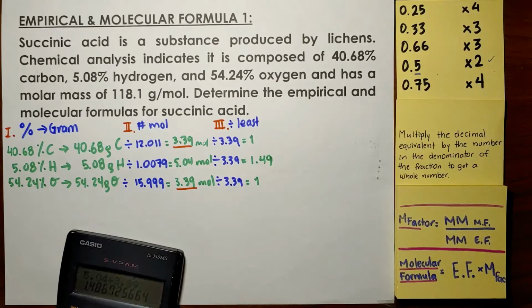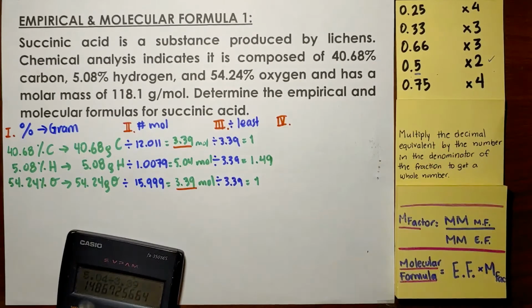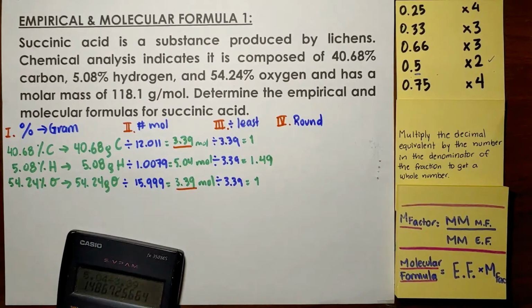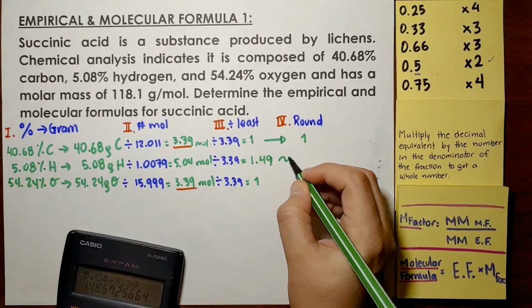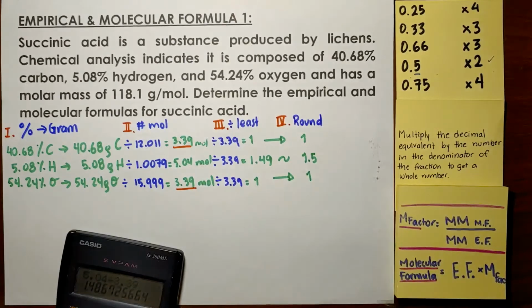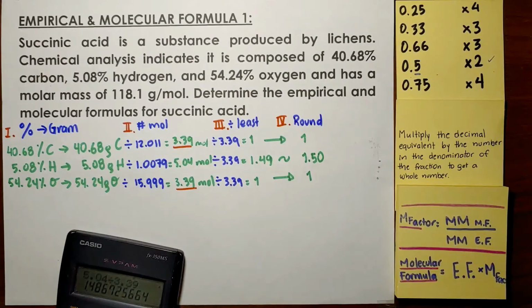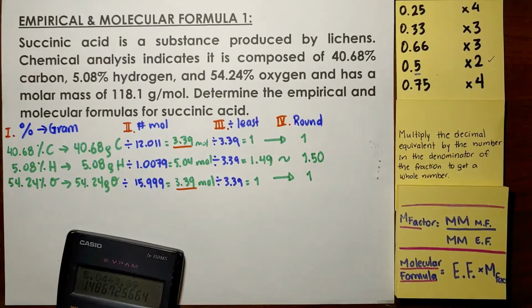Now, 1.49 is really close to a round number, so we need to round. In the next step, if we need to round, we do it. In this case, as you can see, yes, we can round. This one is already 1, so we don't need to. This is approximately equal to 1.5, and this is exactly 1. We don't need to round it. It's better to write 1.50 instead of 1.5. From 1.49 to 1.50, you're missing just 0.01, so we are very close.